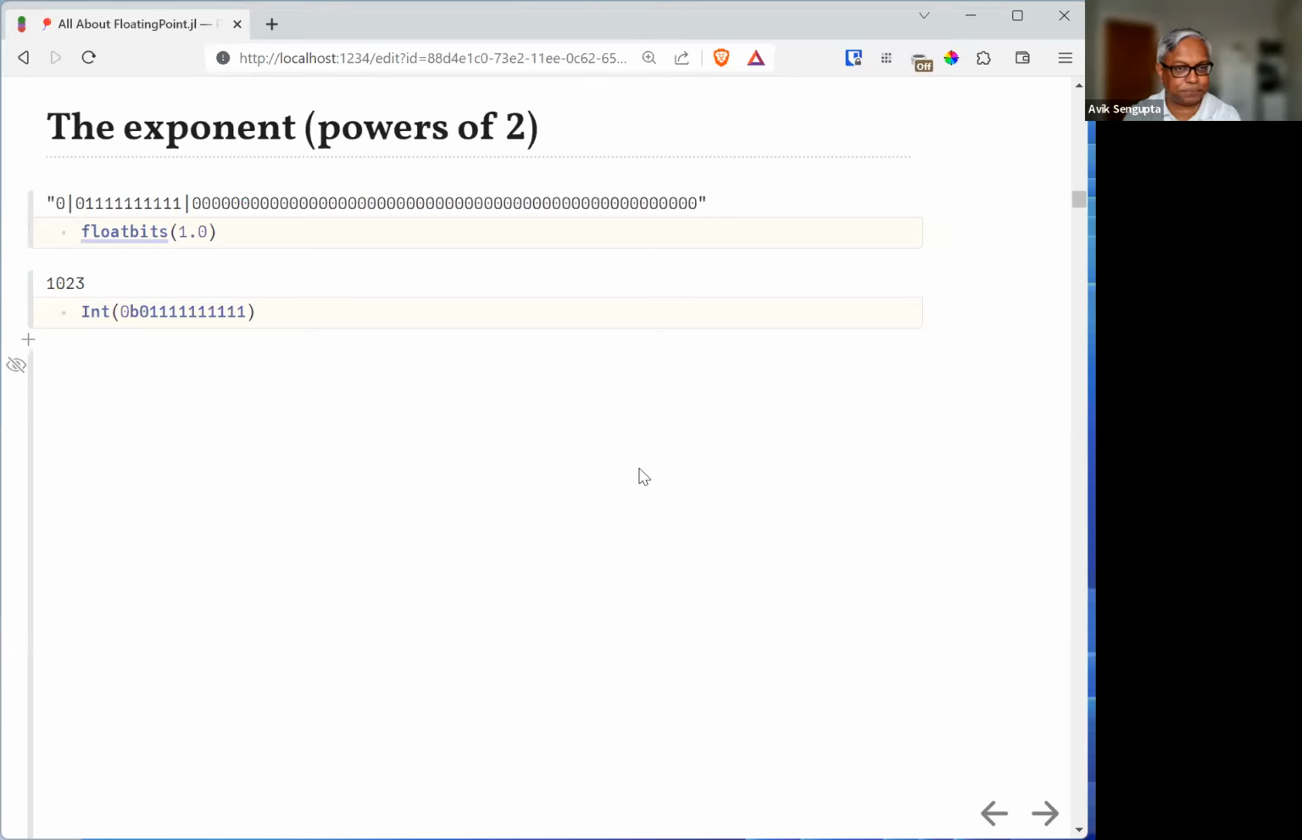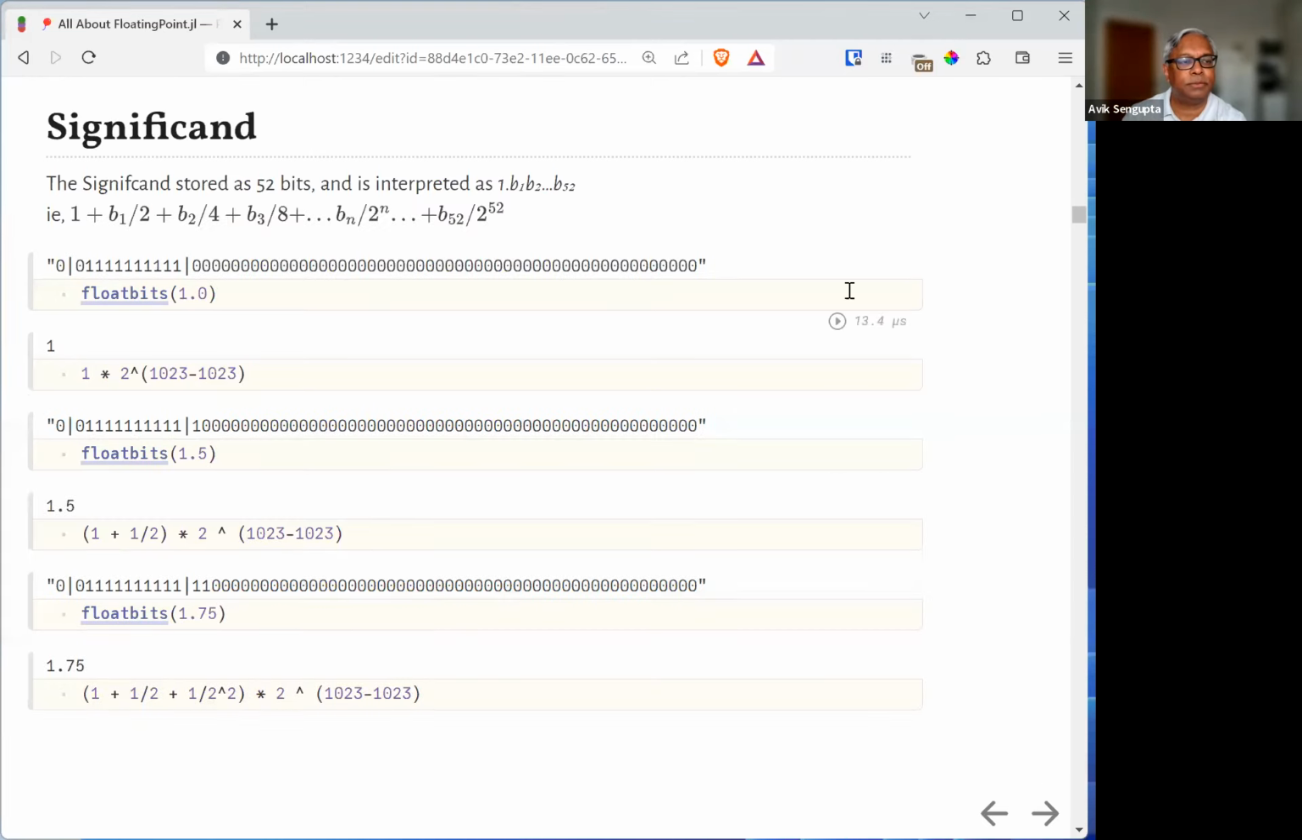So instead of just taking the raw value, the standard states that when you represent the exponent, you should take the value that is in these bits and subtract 1023 from it, right?